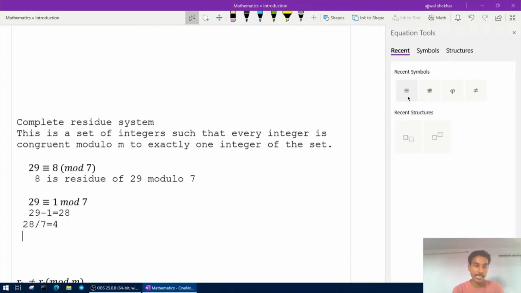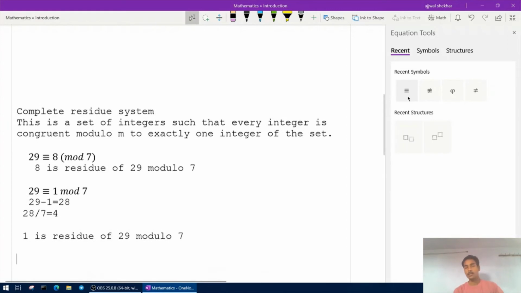So we can say that this is a correct expression, and because this is a correct expression, 1 is a residue of 29 modulo 7. So here, one deduction I want to make, and this is all you have to keep in mind: 8 is a residue of 29 mod 7, so this number should be included. 8 should be included in the residue system. 1 is also a residue of 29 mod 7, so 1 should also be included in the residue system.